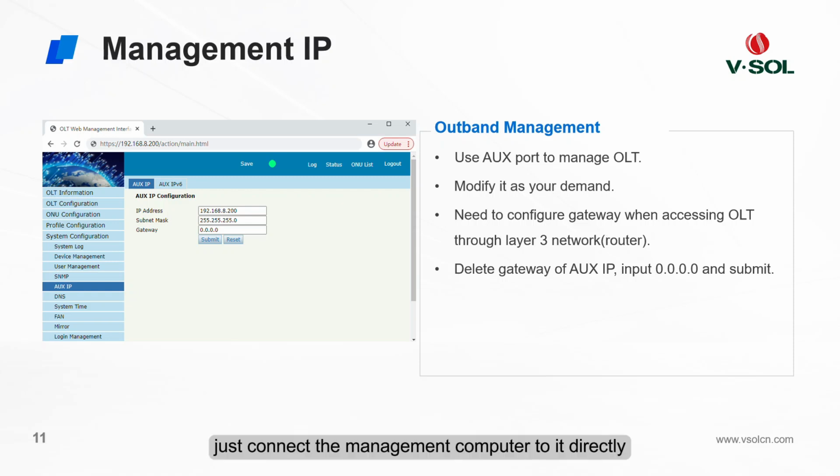Just connect the management computer to it directly. But sometimes you want to connect it to the network and access OLT through a Layer 3 network. You need to configure a gateway for it. To delete the gateway configuration, input 0.0.0.0 and submit.